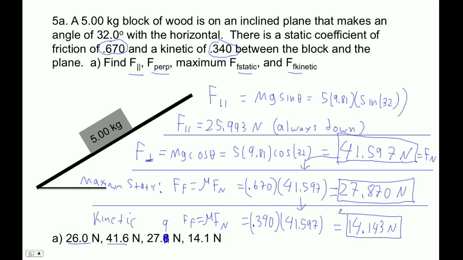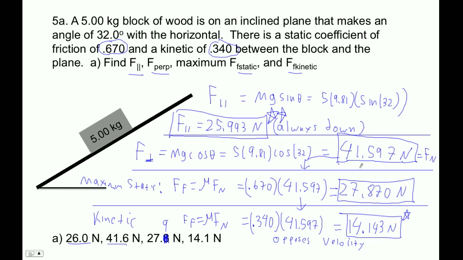Now let me just tell you this. This parallel force right here is one of our players. It's always down the plane, and it's always in your F equals ma. If it's moving along that plane, then this guy is there. And the kinetic friction opposes the velocity. So if you're sliding up the plane, this guy will be down the plane. If you're sliding down the plane, this guy will be up the plane. So this guy's a switch hitter. It's either up or down the plane, depending on which way you're sliding. It's just going to be opposite your velocity.